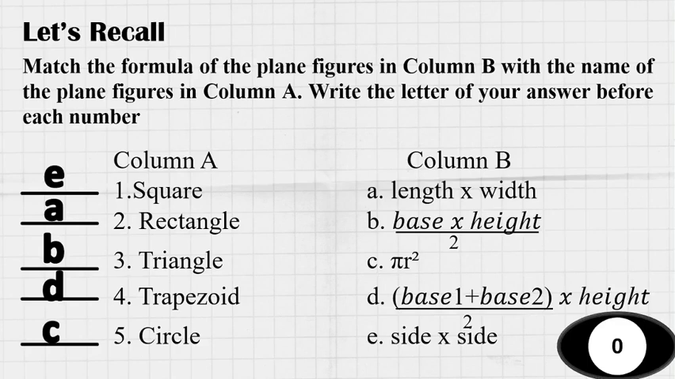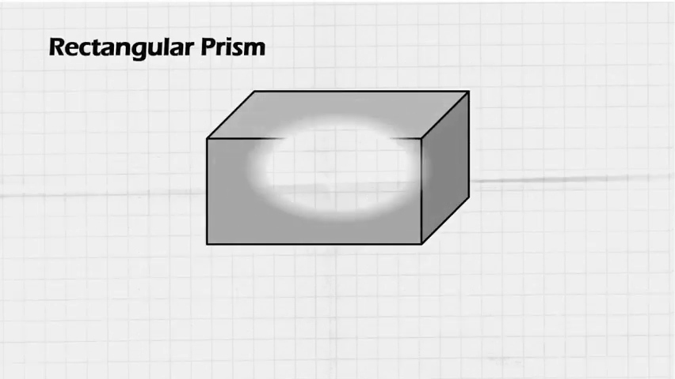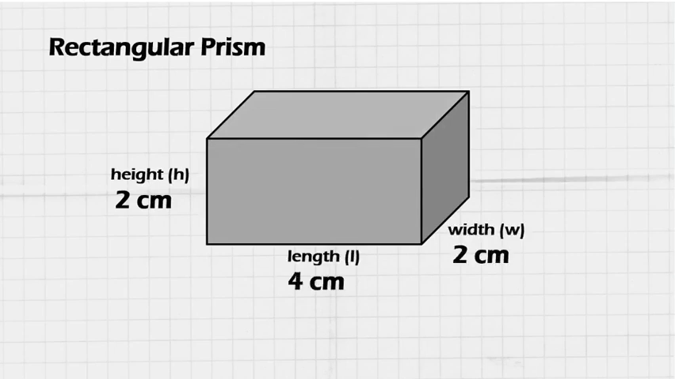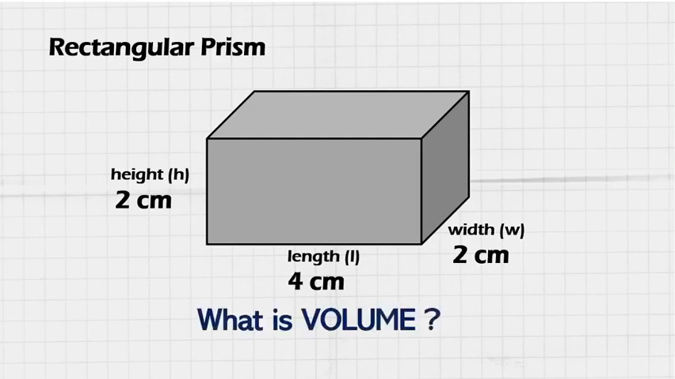Now, let us begin with our main topic. I have here a rectangular prism. Let's assume that this rectangular prism's height is equal to 2 cm, length is equal to 4 cm, and width is equal to 2 cm. Let's find the volume of this solid figure. But wait, what is volume?